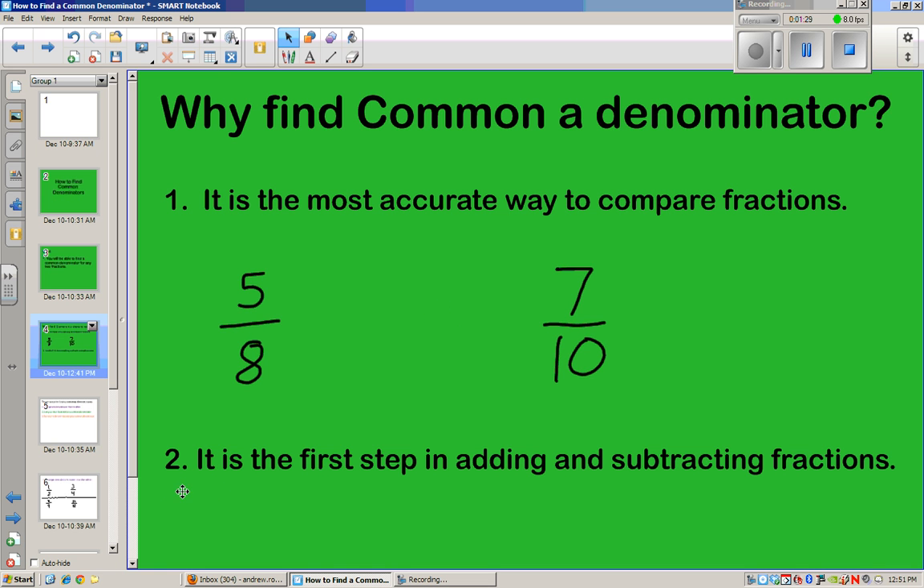The second reason you would want to find a common denominator is that it's the first step in adding and subtracting fractions, which is the next thing we're going to be working on. We're not going to work on it today, but it's the first step in adding and subtracting fractions.